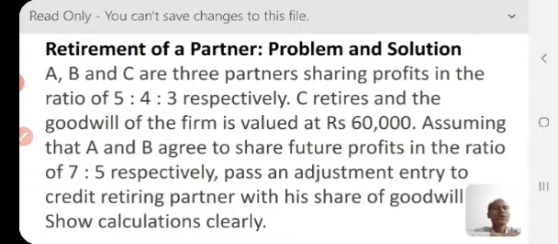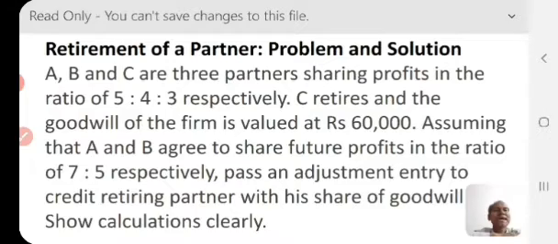Goodwill is valued at 60,000, and the old ratio is 5:4:3. The new ratio is 7:5, and C retires in this problem.